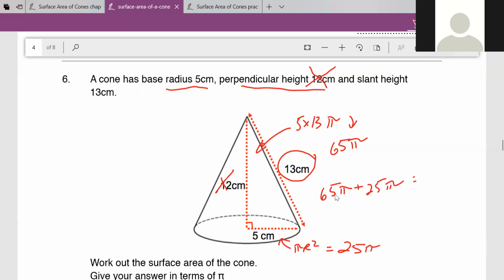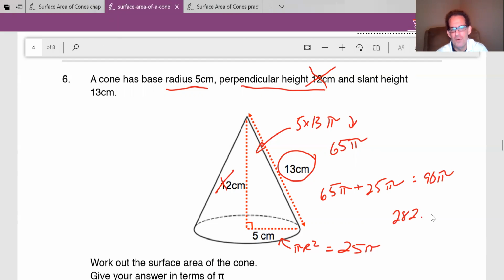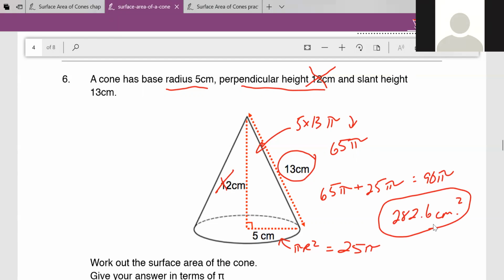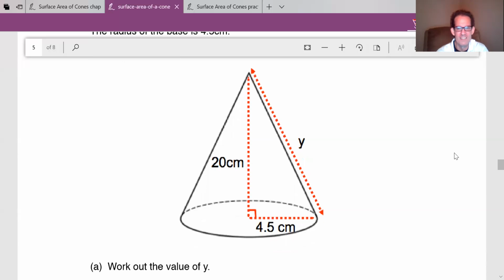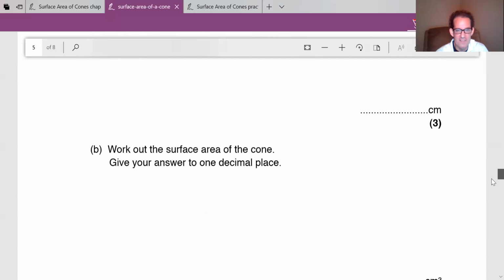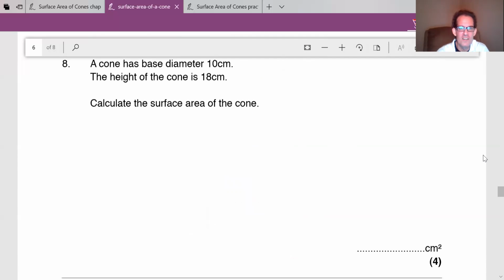Okay. So 65 pi plus 25 pi is equal to 90 pi. And I simplify that by taking 90 times 3.14. That's going to equal a surface area of 282.6 square centimeters. Okay, let's take a look at number 7 together. Now this one, I need to find out what the slanted height is. I don't have that. Let's look at another example.